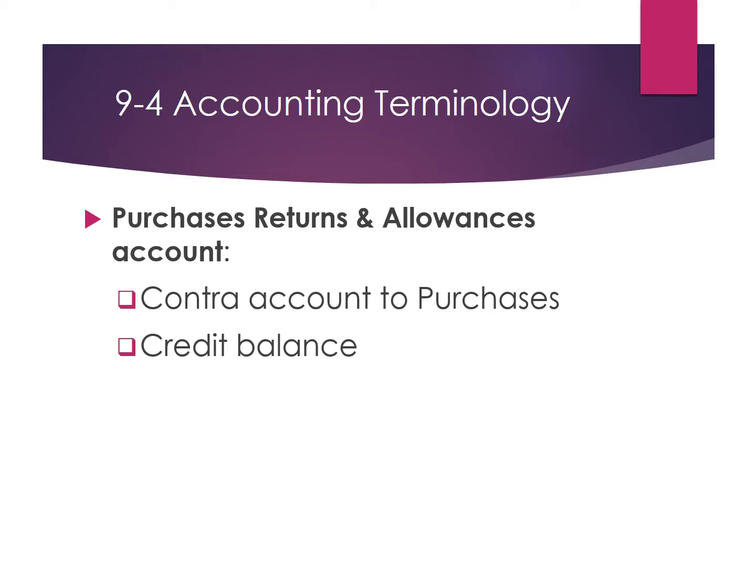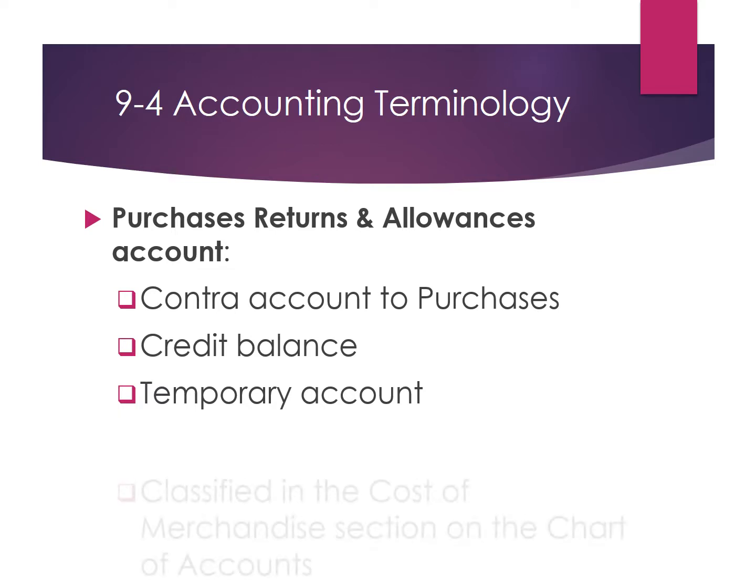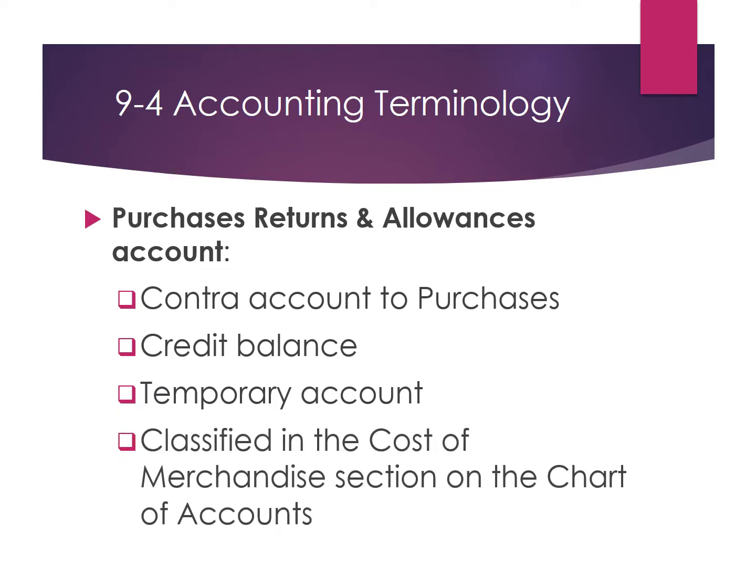Why? Because it is a contra account to purchases. Purchases has a debit balance. Contra means opposite. So purchases, returns, and allowances has a credit normal balance. It is a temporary account and it is classified in the cost of merchandise section on the chart of accounts.